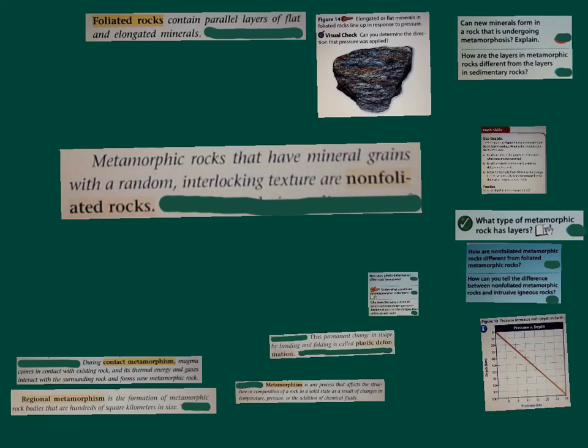You'll notice that I have your information right here for non-foliated rock. Please make sure you're writing that in your science journal, so that means pausing and writing your definition and your word, please. Non-foliated rocks are metamorphic rocks that have mineral grains with a random interlocking texture. Make sure you have that one written down.